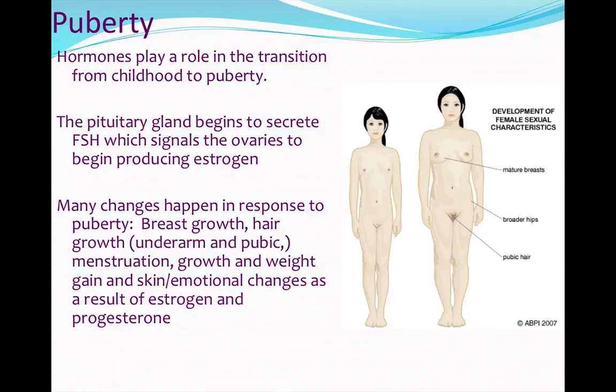Hormones play a role in the transition from childhood to puberty. We saw that in the male when we went over the male reproductive system. It's during that time where we saw an increased production of testosterone, which had all kinds of physical effects on the male. Well, we see the same thing happen with puberty in females. The pituitary gland will begin to secrete FSH, which signals the ovaries to begin producing estrogen. And because of that, many physical changes will happen in response. Breast growth, hair growth, menstruation, growth, weight gain, skin, emotional changes, all as a result of estrogen and progesterone now becoming part of the normal chemistry of the female.